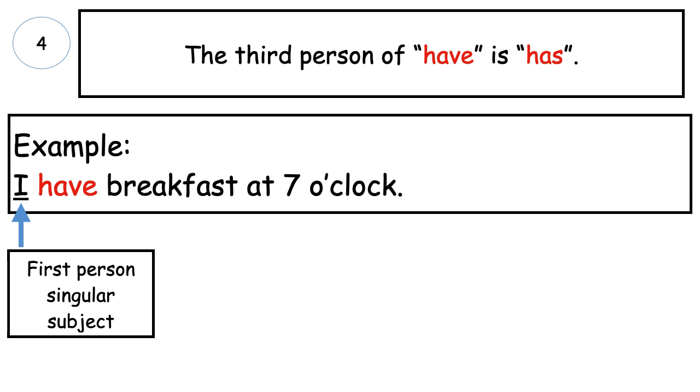Okay, let us look at the example. It is very confusing when you say the third person of have is has because you don't understand this grammatical term, right? So let us look at the example. Okay, example, I have breakfast at 7 o'clock. Right? So, I here is first person singular subject.